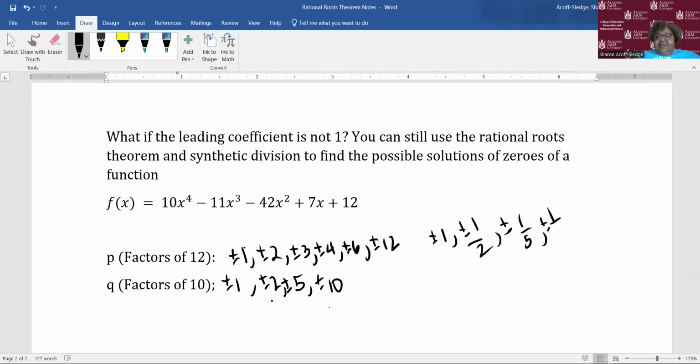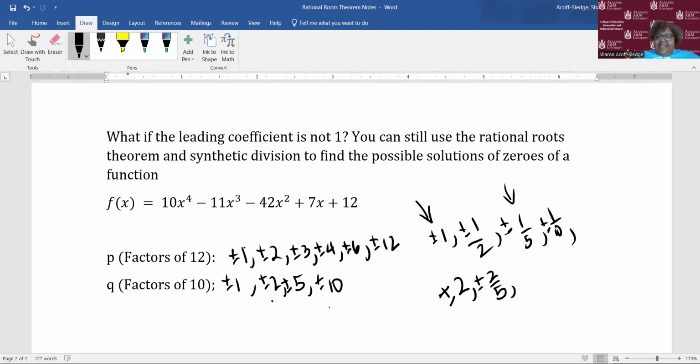Am I really going to write all of those? Yes. Okay, now we start with 2. So we get 2 over 1, 2 over 2 is 1. We already have that right there, so we don't need to repeat it. Okay. And then 2 over 5. And then 2 over 10, which is 1/5 right here. So we don't repeat that.